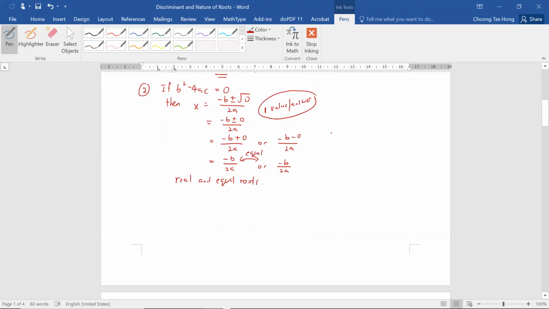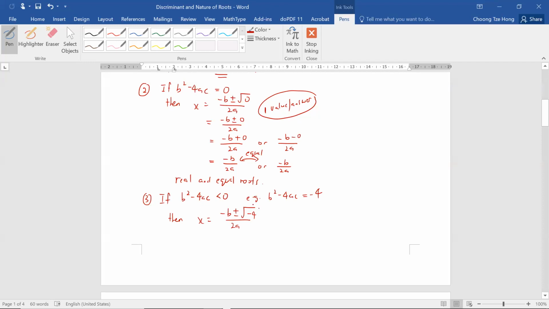Okay, so let's explore the last case. What if b square minus 4ac is negative? Okay, what if it's negative? So if b square minus 4ac is negative, so for example, it's negative 4. b square minus 4ac is equals to negative 4. Then x will be minus b plus minus square root minus 4 over 2a.